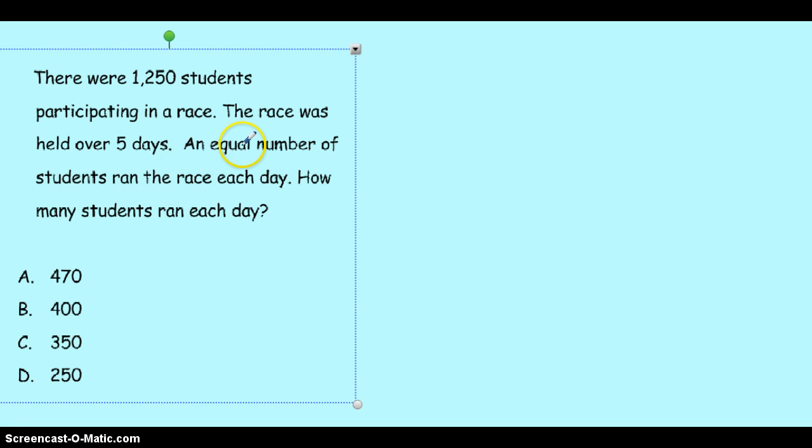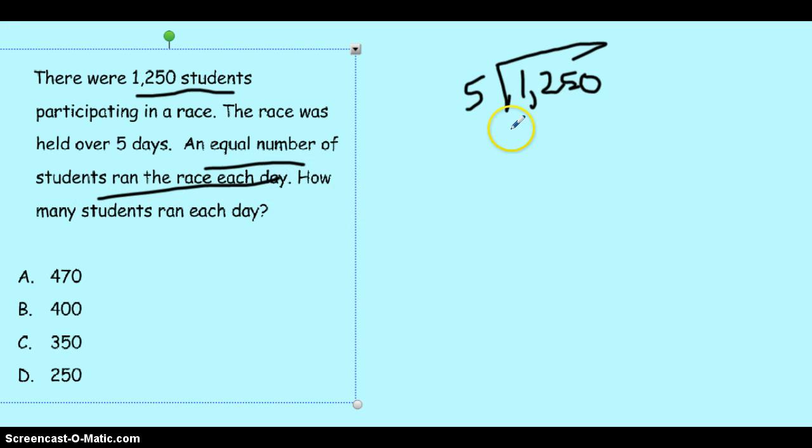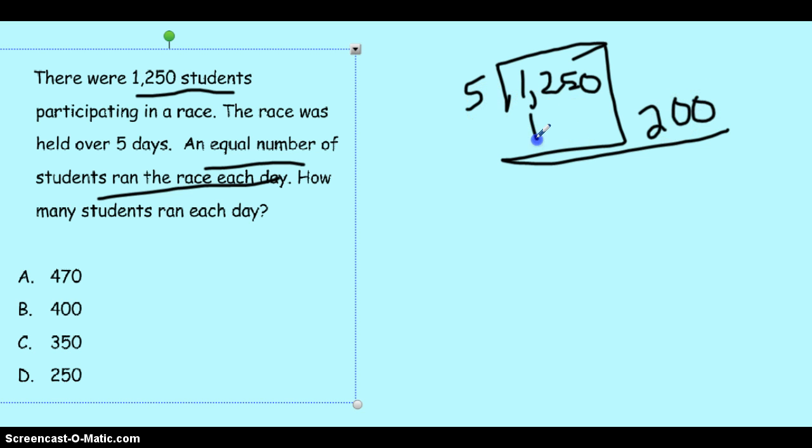All right, next one. This one says it was held over 5 days. There were 1,250 students total participating in a race. So I know my total. We're going to take that total and divide it among the 5 days that the race was held. We know it's an equal number, so that's also division. How many students ran each day? So now we can really group. If I did 100 students, that would only be 500. So I'm going to go on up to 200 students. And 200 times 5 is 1,000 students. I subtract to see how many students I have left.